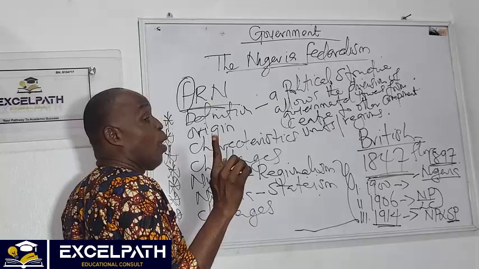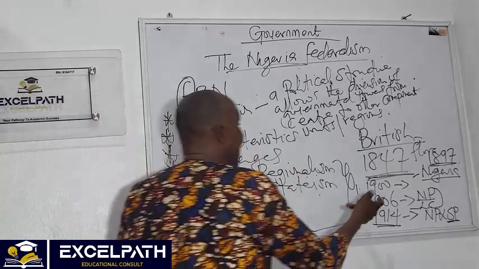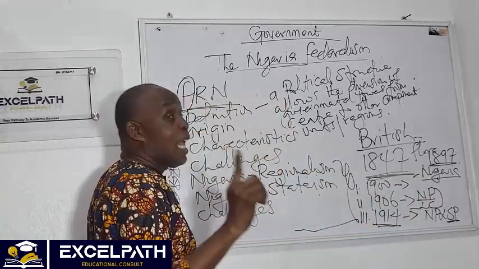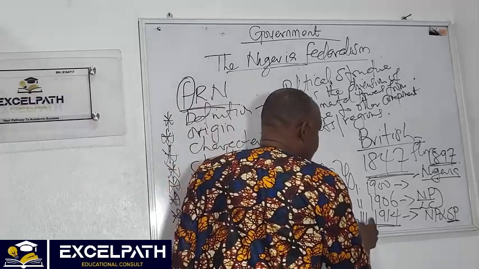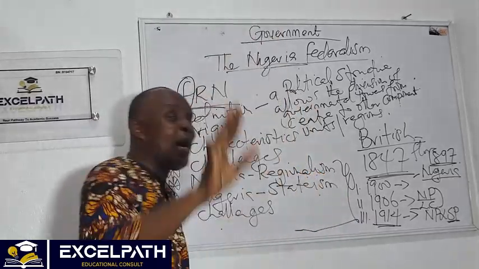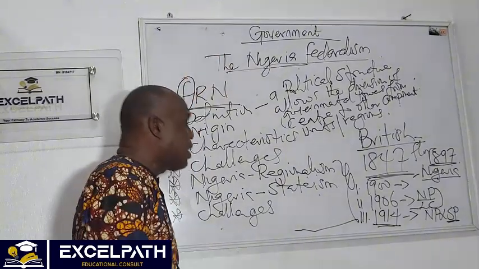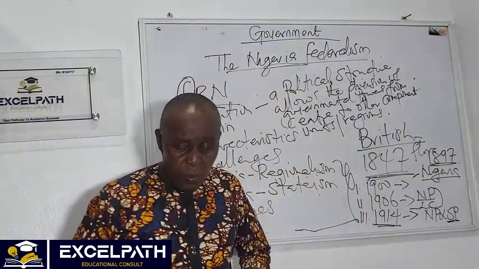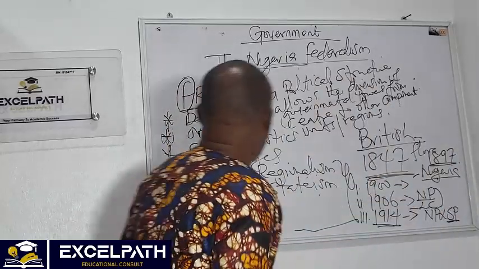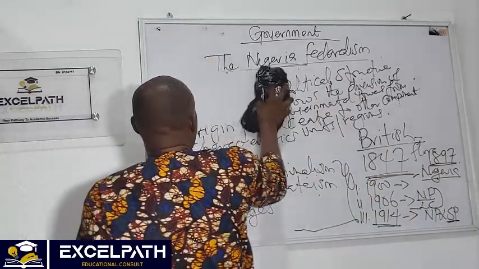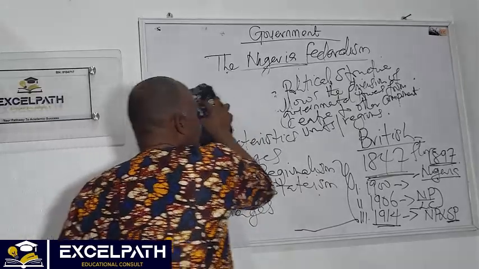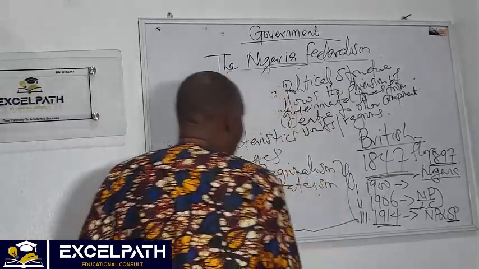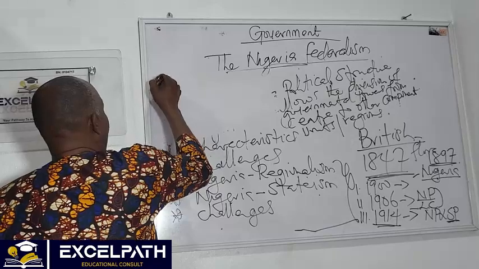Now look at it foundationally, the way the British arranged Nigeria. 1900, they took official administration of Nigeria. 1906, there was the first amalgamation. 1914, there was a complete amalgamation of Nigeria. And then we now look at the fourth process. We look at the fourth process of how Nigeria federalism was born. The fourth process. What is that fourth process? Okay, now number 4.